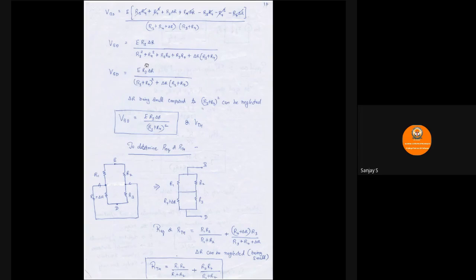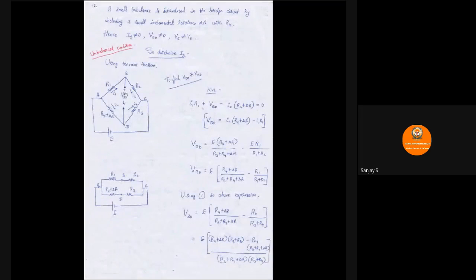Then this can be written as E R3 delta R by R3 plus R4 whole square plus delta R into R3 plus R4, since A plus B whole square is A square plus B square plus 2AB. That's what is being done here. Then delta R, being very small compared to R3 plus R4 whole square, can be neglected, because it's a very small value in comparison with those resistances, and above all we are adding them and taking the square, so it will be a huge value. So delta R can be neglected. If you neglect that, you'll be left with E R3 delta R divided by R3 plus R4 whole square. This is the potential difference between B and D.